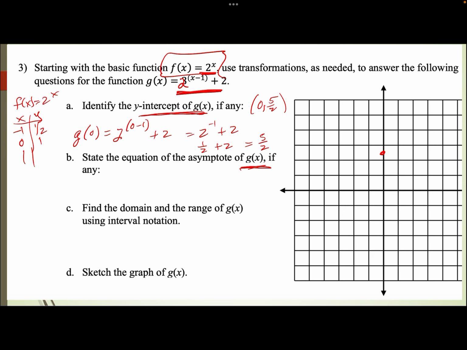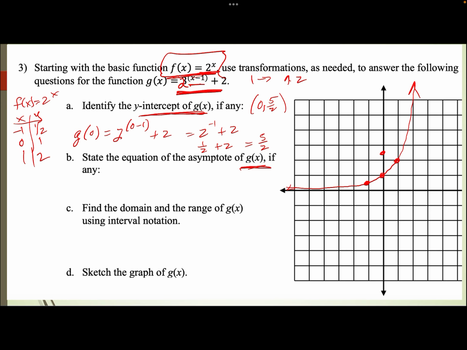2 to the 0 is 1. And 2 to the 1 is 2. So I go -1 and 1/2, 0 and 1, and 1 and 2. Remember, an exponential has an asymptote at 0 for the parent functions, because this is an exponential growth, and so it looks like that. But now we're going to move it 1 to the right and up 2.